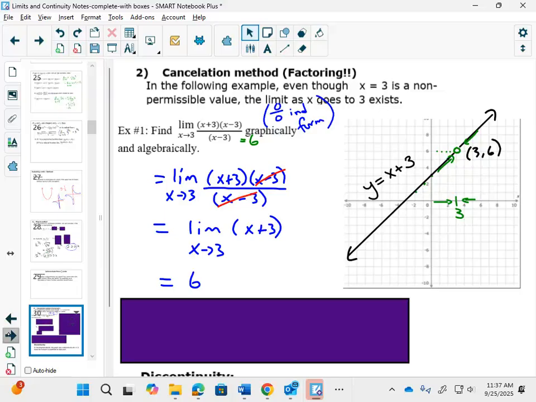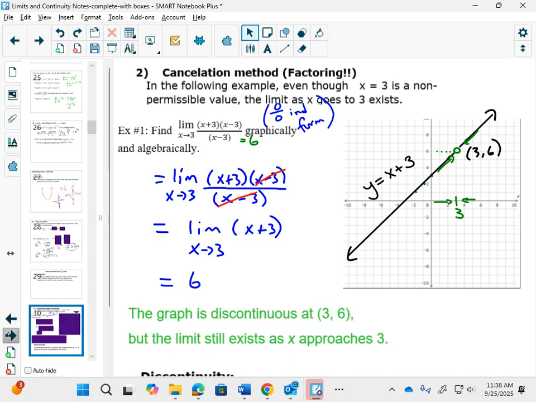So what we're going to do is develop strategies to simplify so we can plug things in. Because initially, you weren't allowed to plug in 3, because you would get the indeterminate form, 0 on the top, 0 on the bottom. But if we simplify it, then we can get our answer. So as we said before, even though the graph is discontinuous at 3, 6, the limit still exists, because coming from the left side and coming from the right side is exactly the same.